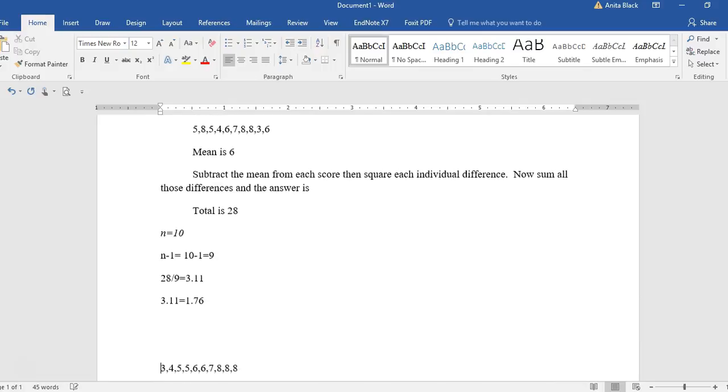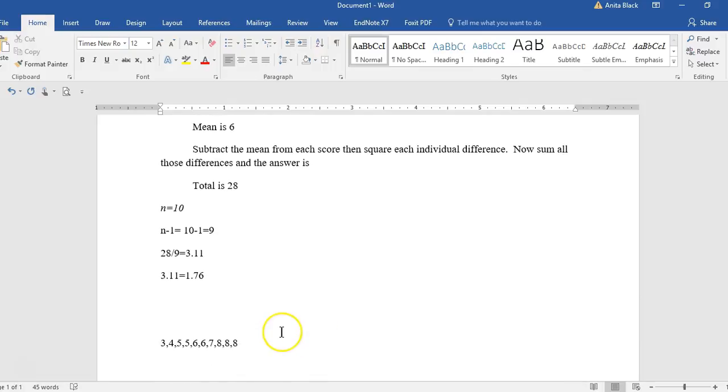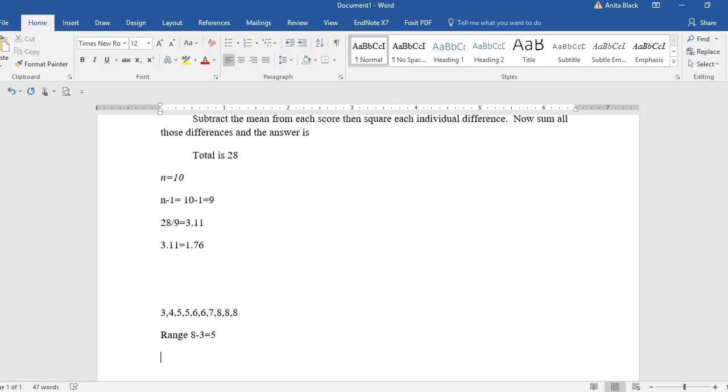Now, the next thing we want to do, I want to show you what this means. Why is this even important? So the next thing we do is we have our scores listed in numerical order. This way, not only can we see the range, and what's the range, it's 8 minus 3 equals 5. So that's our range of numbers. They range over a scale of 5. The next thing we want to do, we already know the mean, which is 6.